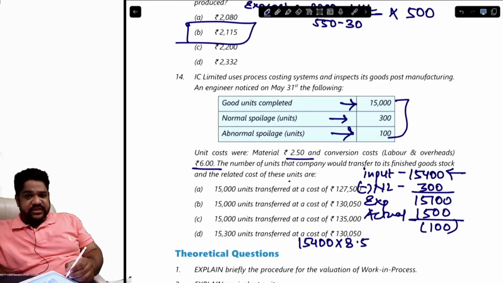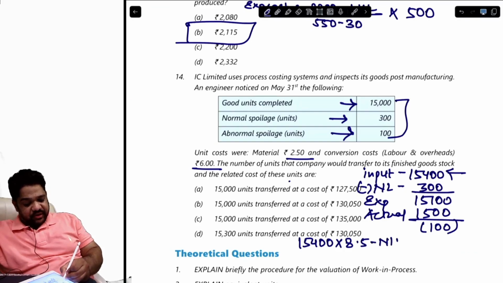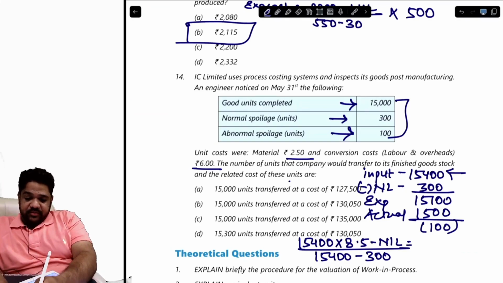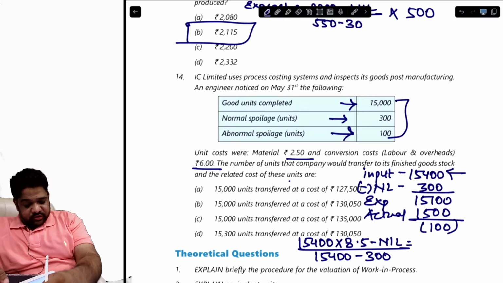They haven't given us any scrap value of normal loss, so I am writing nil. And over here, input minus the normal loss, 300. This will give us the cost per unit. One minute. 15,400 into 8.5 and divided by 15,100. This is the cost per unit and the valuation for finished goods.